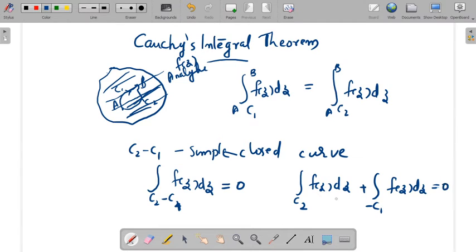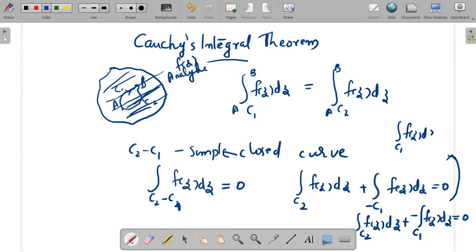This will be equal to 0. So what we get is integral over C2 f of z dz plus integral over minus C1 f of z dz, which is minus integral over C1, because when we reverse the direction, what we get is the negative of the integral over C1. So minus integral over C1 f of z dz is equal to 0. So here you can conclude integral over C1 f of z dz equal to integral over C2 f of z dz.